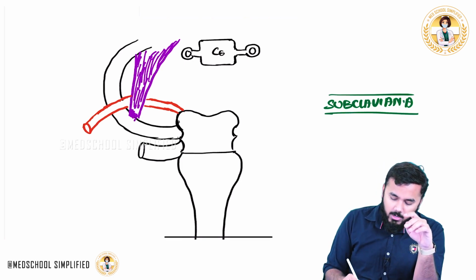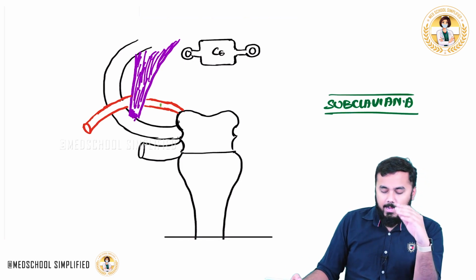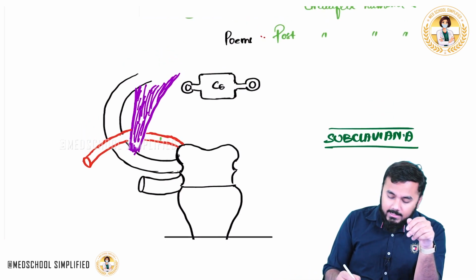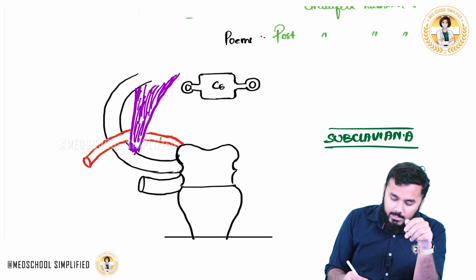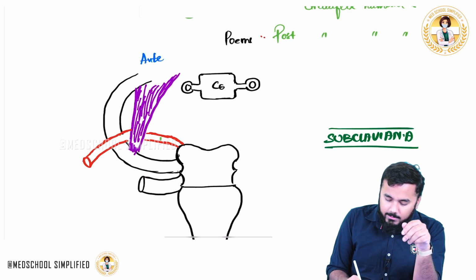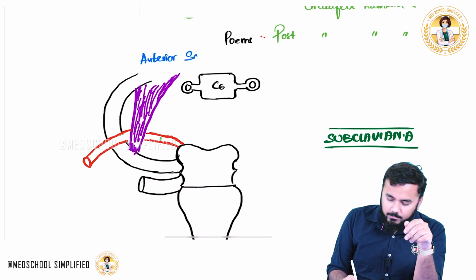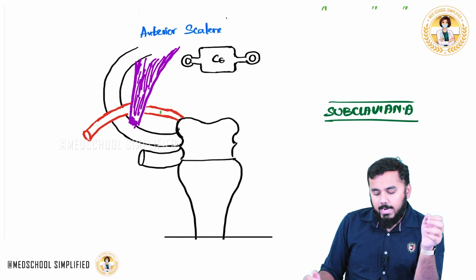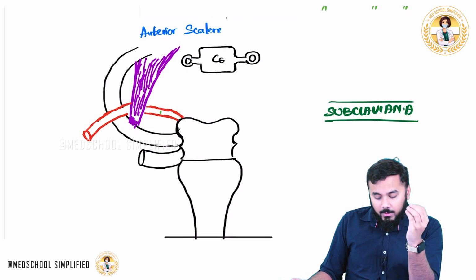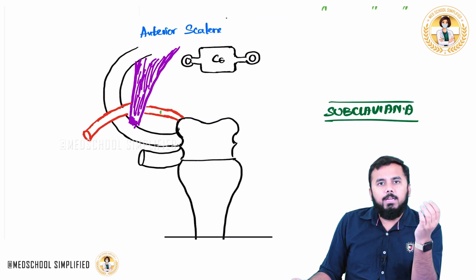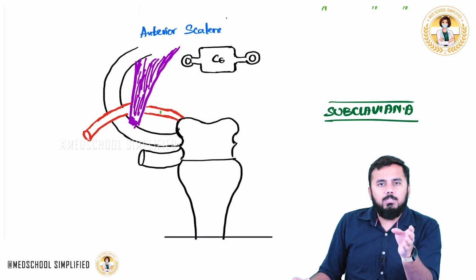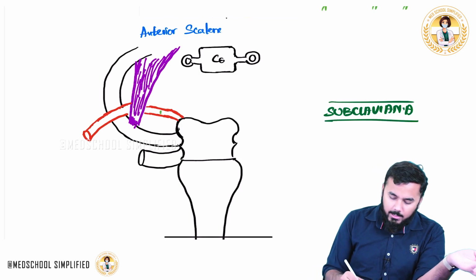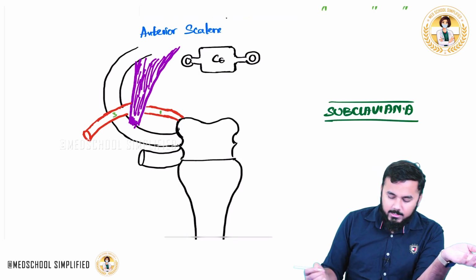Okay, so this is called the first part of the subclavian artery, and behind, what is this muscle, by the way? This muscle is called the anterior scalene muscle. Now the anterior scalene muscle divides the subclavian artery into three parts. The first part, second part and third part. The second part is behind the scalene muscle and the third part is after the scalene muscle.